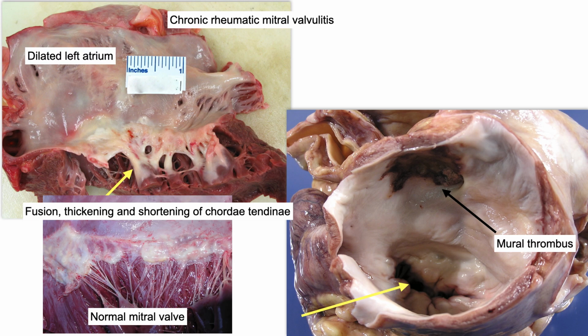What happens is, because you have mitral stenosis, you get increased pressure in the left atrium. That's going to cause dilation of the left atrium. And as a result of that, you can develop things like atrial fibrillation and also mural thrombi, which at the bottom right is what you see. There's a thrombus in that left atrium.